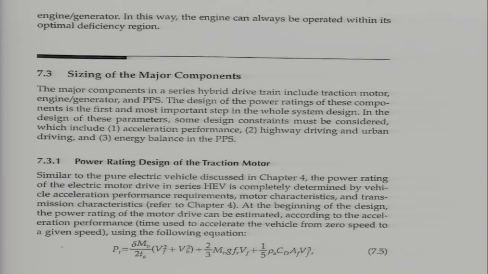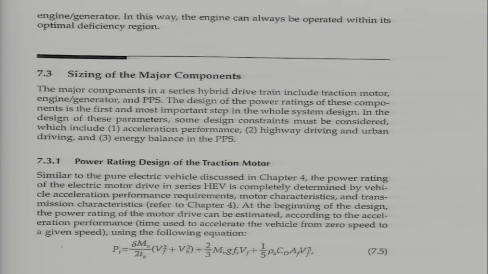Now the traction motor, power rating design of the traction motor. This traction motor is the motor which is used for driving the vehicle. As you see in the main block diagram, this traction motor is the motor which drives the wheels of the series hybrid drivetrain. It is directly coupled with the wheels of the vehicle, and the power rating can be determined by vehicle acceleration performance requirements, motor characteristics and transmission characteristics.